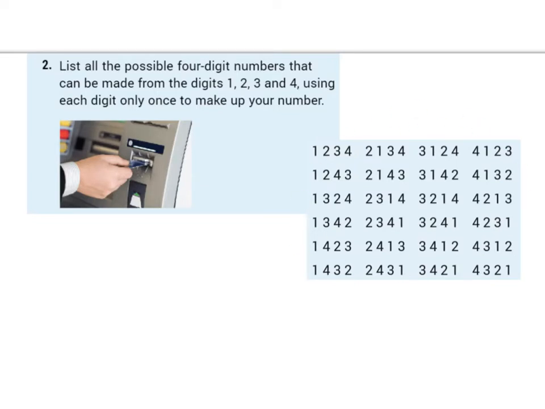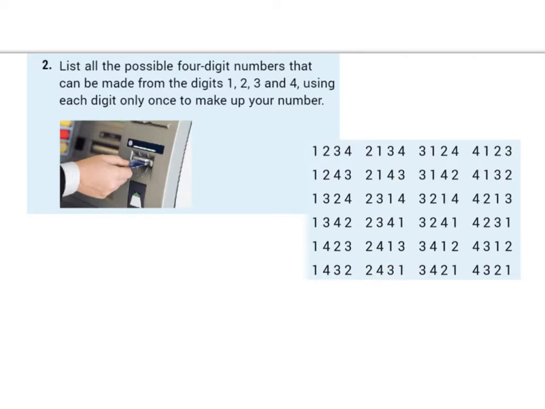And it doesn't matter what order you write them in, so long as you have the same amount. So 1234, 1243, 1324, 1342, 1423, 1432. So they are all the 4-digit codes that start with 1. Next, have a look at the ones that start with 2. So 2134, 2143, 2314, 2341, 2413, and 2431. So they're all the ones that start with 2.